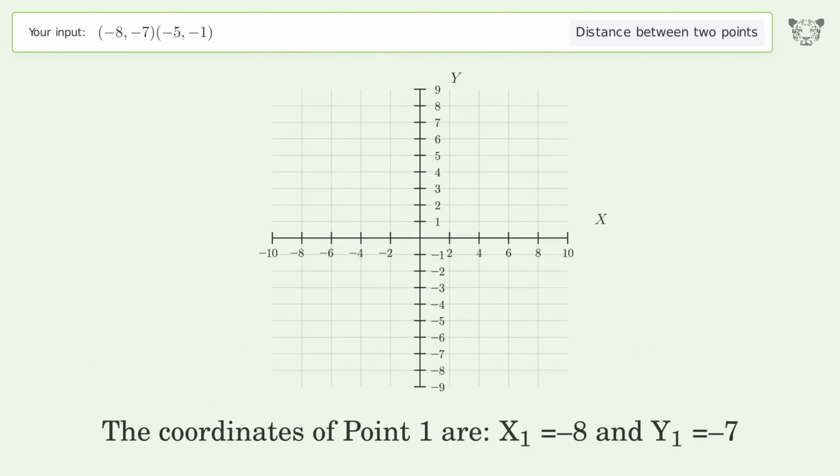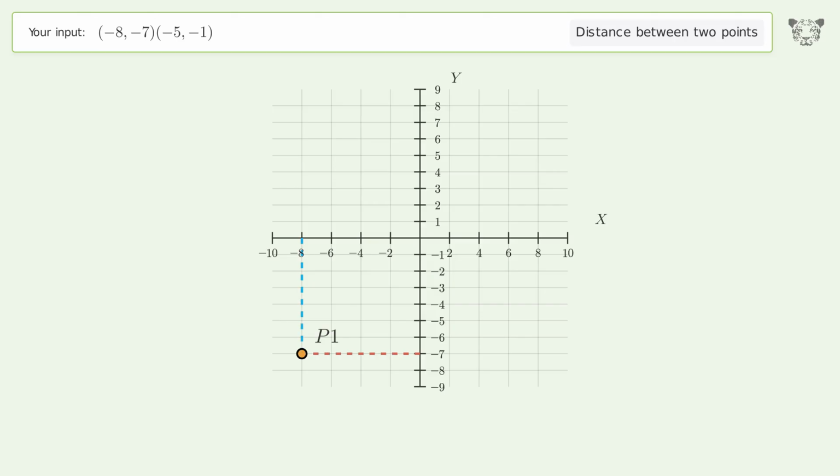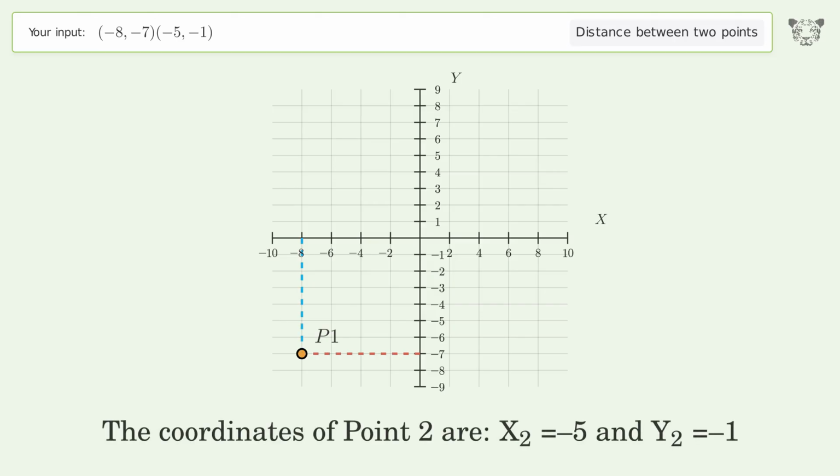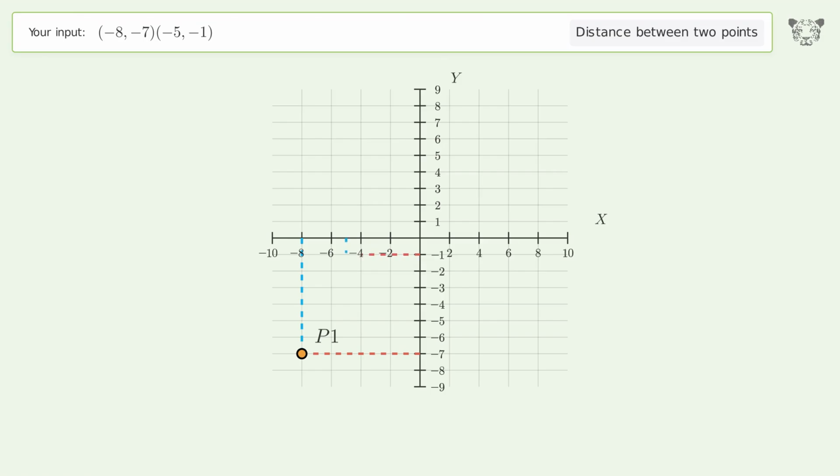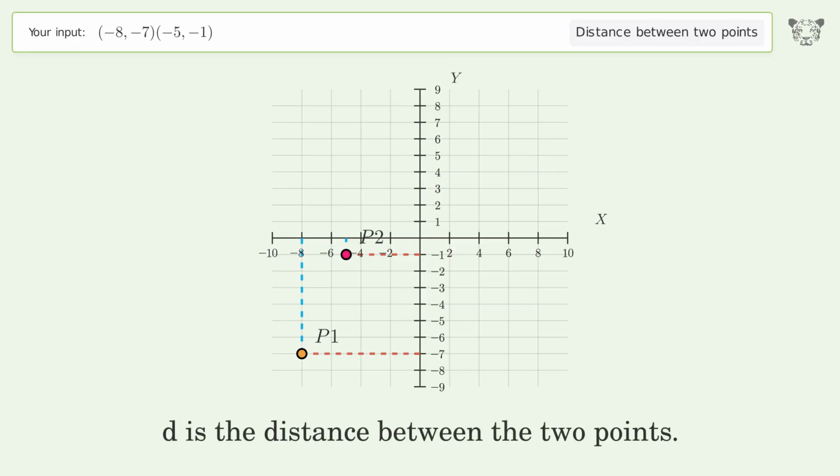The coordinates of point 1 are x1 equals -8 and y1 equals -7. The coordinates of point 2 are x2 equals -5 and y2 equals -1. D is the distance between the 2 points.